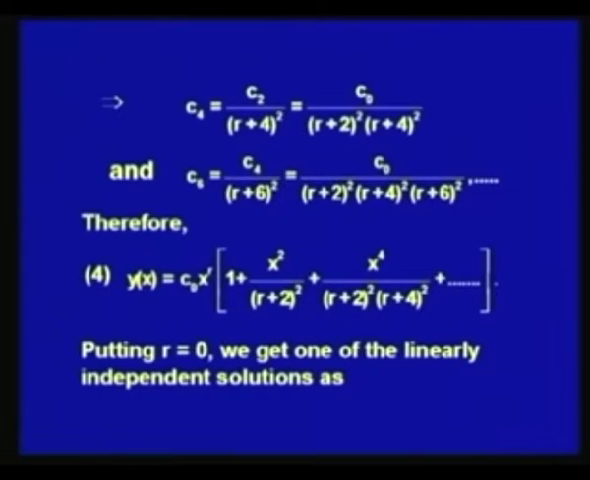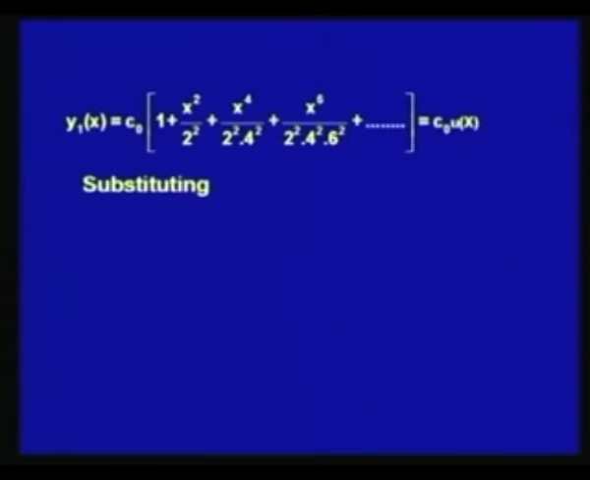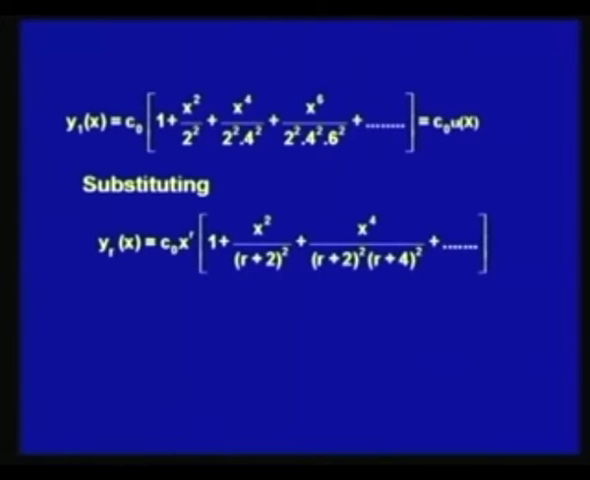Now, in this if you put r equal to 0, you will get one of the linearly independent solutions of the given differential equation as y1(x) equal to C naught into 1 plus x square by 2 square plus x to the power 4 over 2 square 4 square plus x to the power 6 over 2 square 4 square 6 square and so on, which we call C naught into u(x).